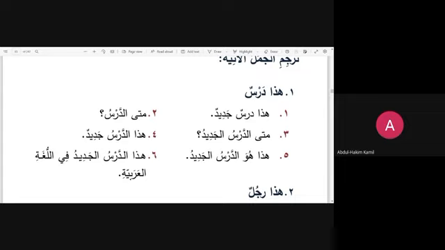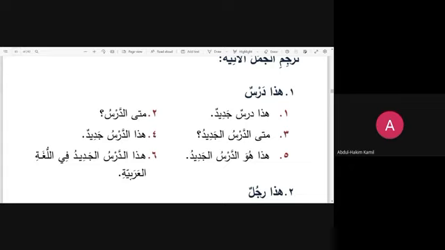Now let's go to number 5. هذا هو الدرس الجديد. This is the new lesson. This huwa, you can translate it and say this, it is the new lesson, but that's not the point, that you translate it.